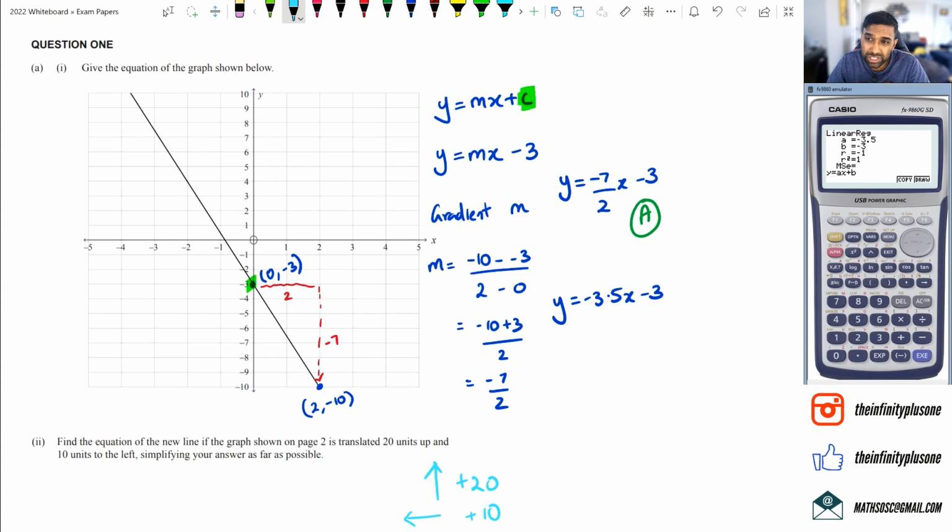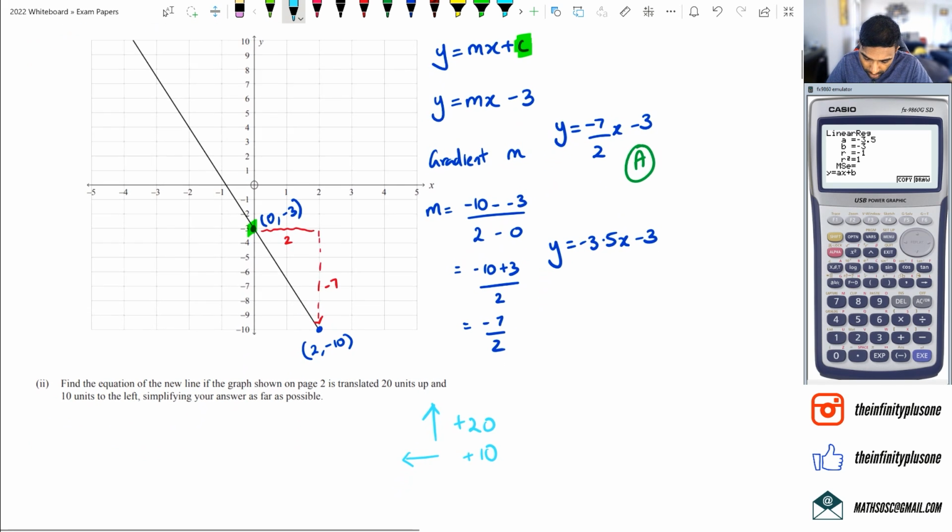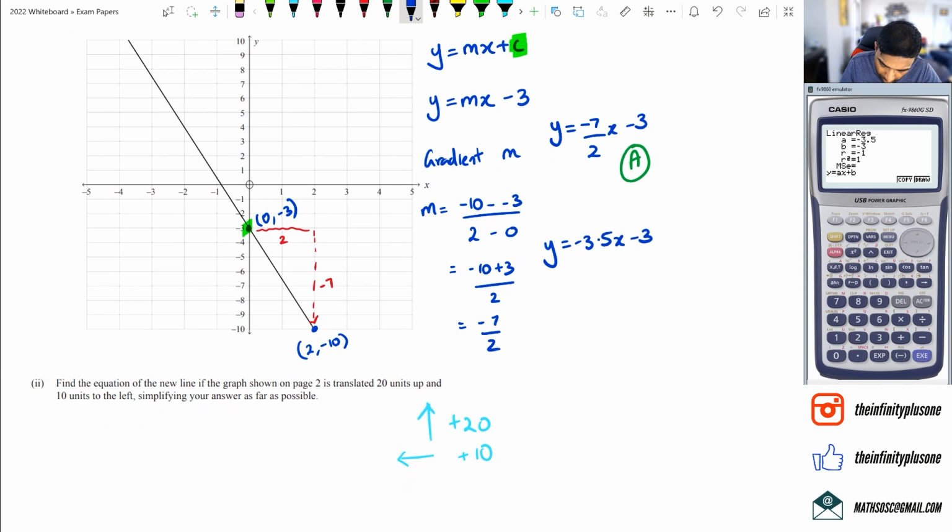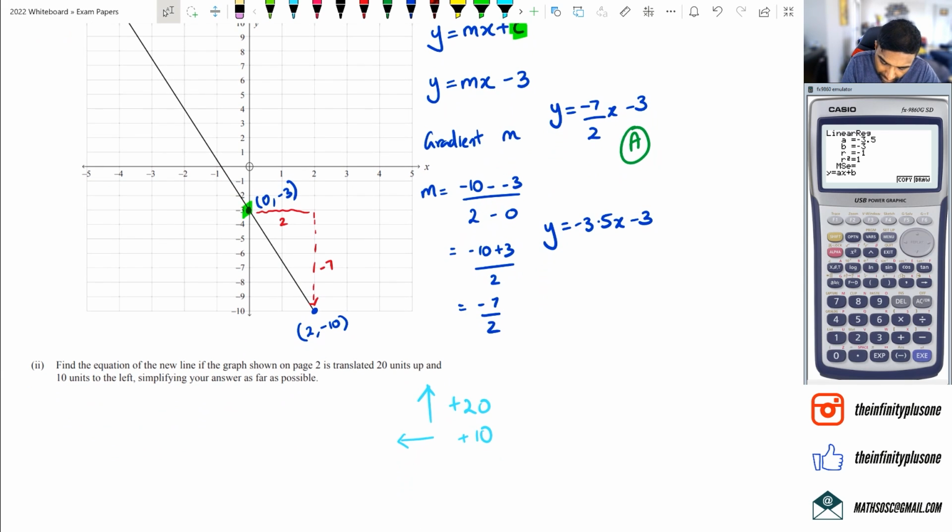Now with this question, guys, and I'm going to be honest with you, anytime you get a parabola or an exponential curve or a straight line, and you're doing some translations, it's actually not too bad, because all it is that we just have to replace some numbers here. Let me show you what I'm talking about. We've got 20 units going up, right? So first I'm going to write this equation, which is negative 7 over 2x minus 3.